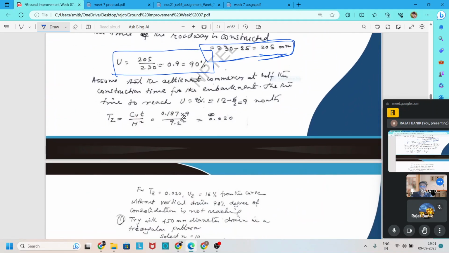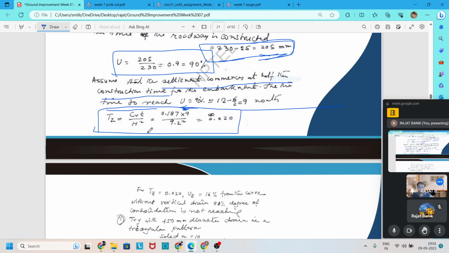So it is said that we assume the settlement is commenced at half of the construction time, that means 6 divided by 2, and the time reached for this 90% degree of consolidation is equal to 9 months. So after that we find out the time factor for the vertical drain. It is nothing but Cv into t divided by H squared.